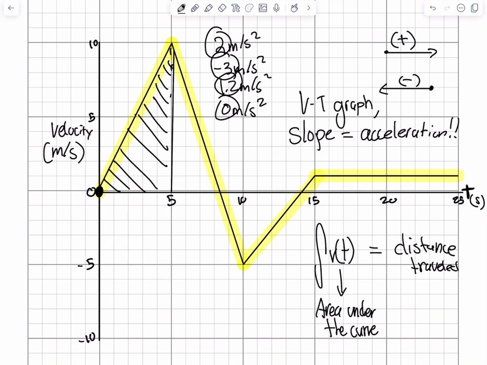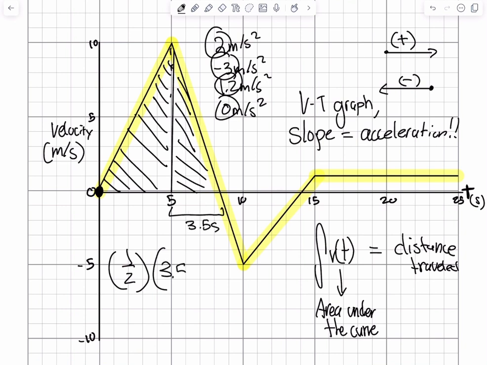Let's try from 5 to 3.5 seconds. This area right here. So 1/2 times... that's not 3.5. That's 8.5 seconds. So this little area is 3.5 seconds. So 3.5 seconds times 10 meters per second.